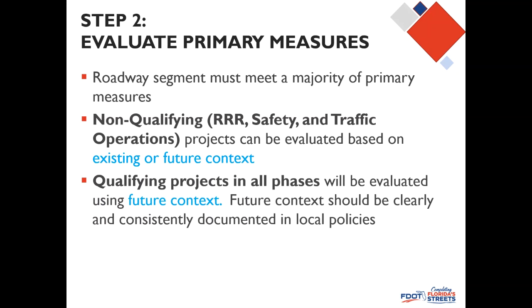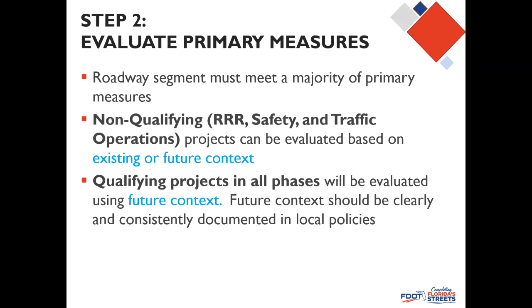For qualifying projects, those that go through PD&E and ETDM, they should be evaluated using the future context. So if you're looking at projects that are in roadways and things that are not being built yet, they're going to be built in the future, think about what your design year is, and then think about what that context is going to be at that point. So the future context, if it's going to be different than what's there today, needs to be clearly and consistently documented in local policies.